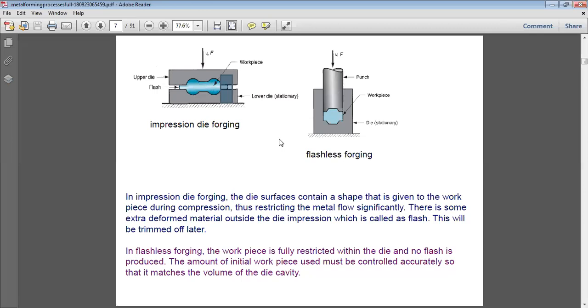Because if the material is less, there will be a blowhole of this type, and if extra material is provided, then it will not fit into the die, because the excess material will not allow the die to close fully. And if the die is not closing fully, the actual shape that we require will not be achieved either. Yes.